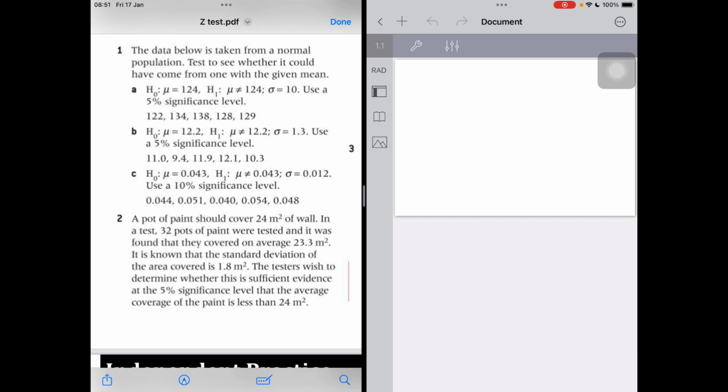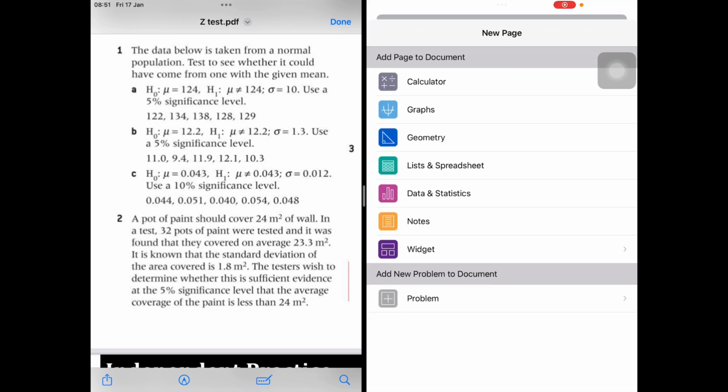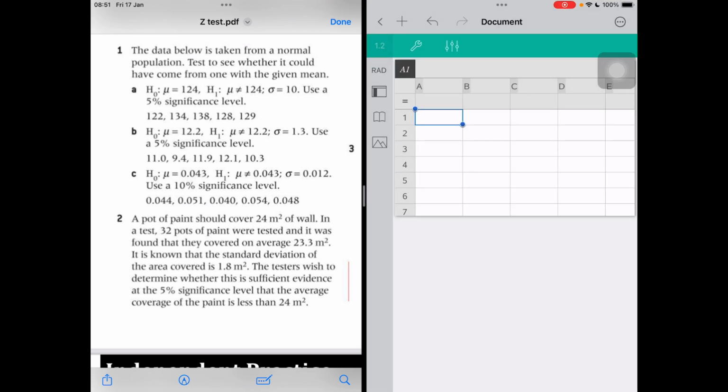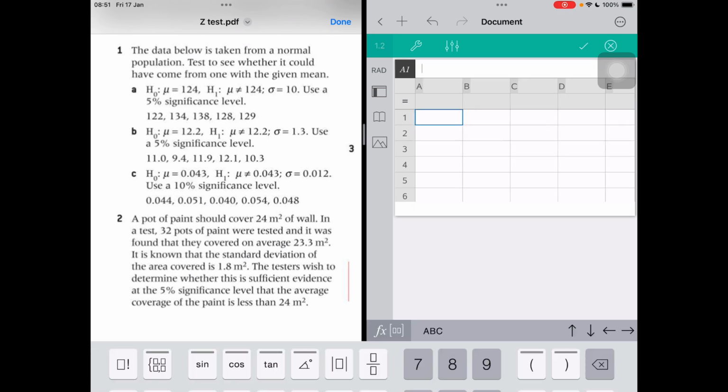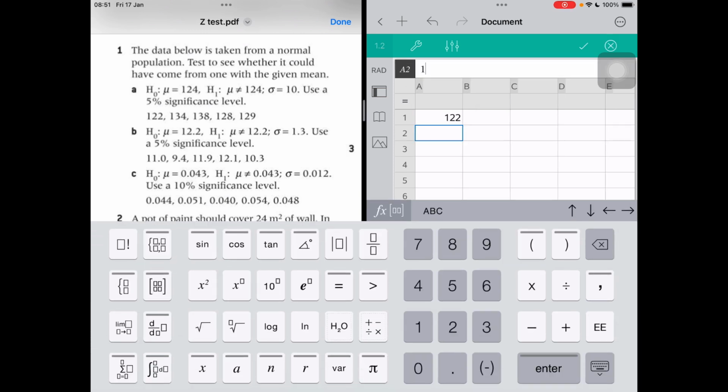And it is known the population standard deviation, which is 10. 5% significance level. We have 5 data here. So now we go to the spreadsheet and put the data here. 122, 134, 138, 128, 129.